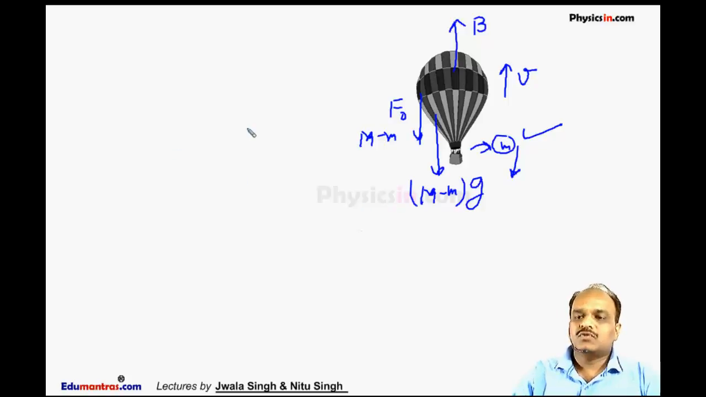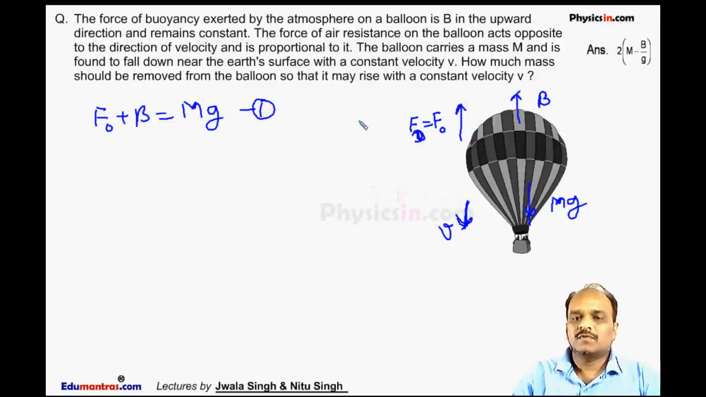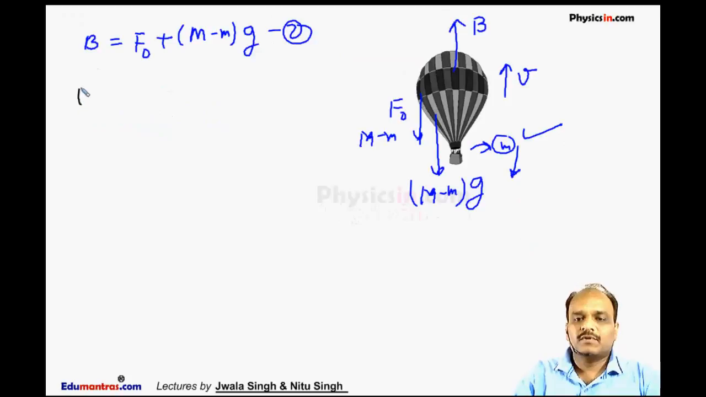Now in this situation the drag force will remain the same because the velocity is constant. So our second equation becomes B is equal to the drag force plus (M minus small m) into g. This is our second equation. From our first equation, we know F naught plus B is equal to capital M into G. This was our first equation.